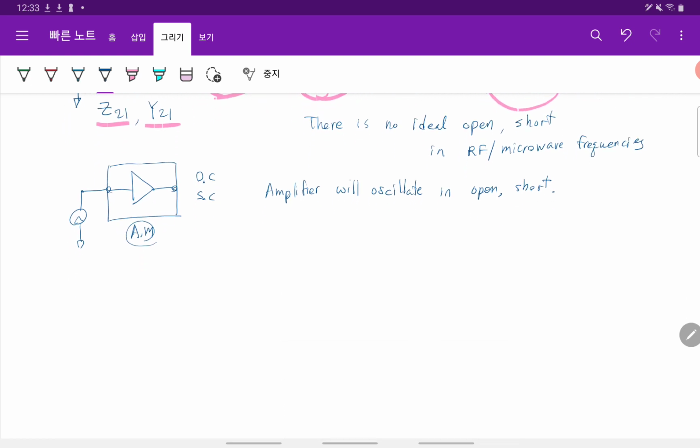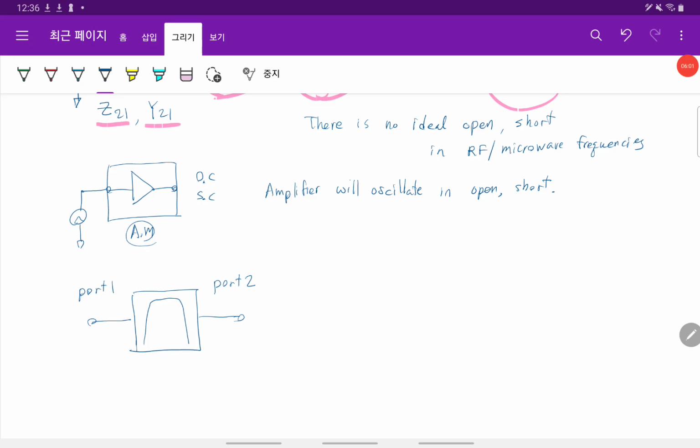The most important parameter we use is the scattering parameter. Scattering parameter is a kind of relative measurement. What does it mean? Let's say we have a two-port filter, and let's work with this simple two-port filter. As I mentioned, we can make two lines for one port and two lines for the other port.